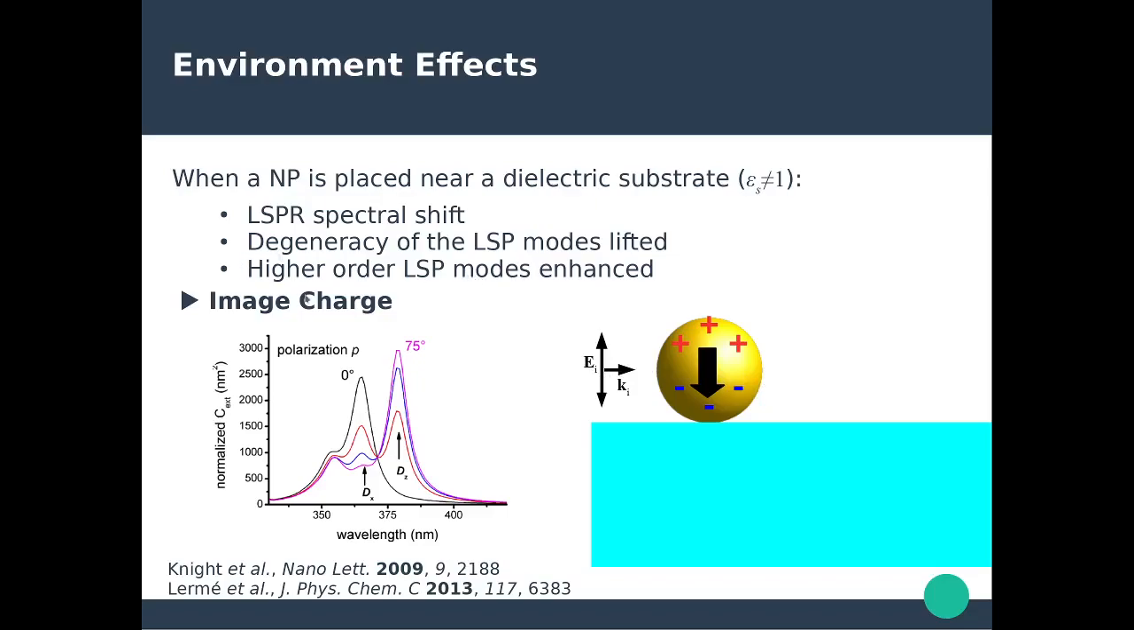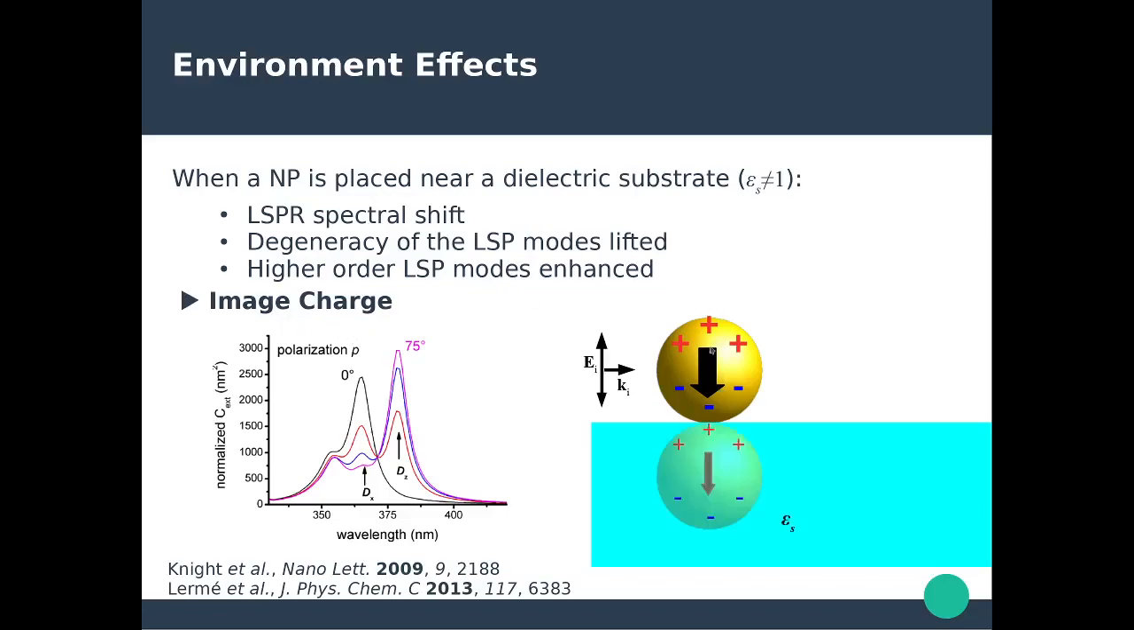And finally, it's also going to enhance higher order modes. I will not necessarily spend too much time on that, but just to let you know that now, because of this, we're going to have high order modes. So this is known as the image charge.